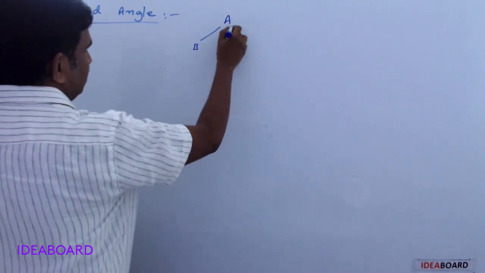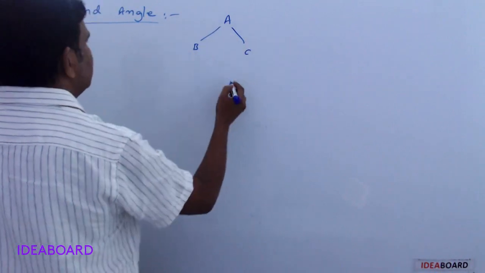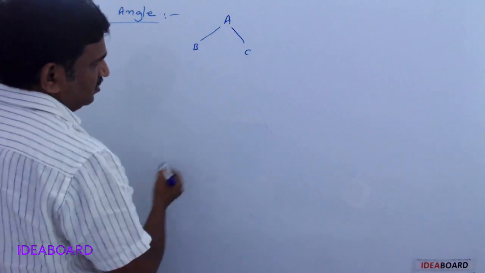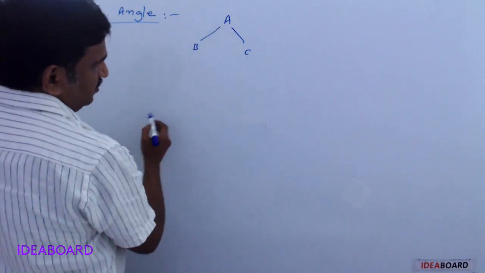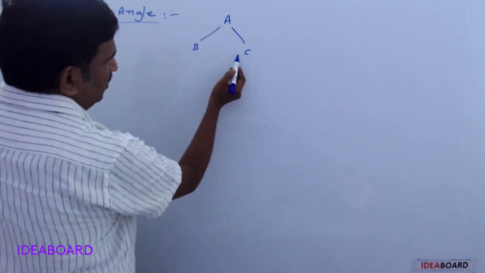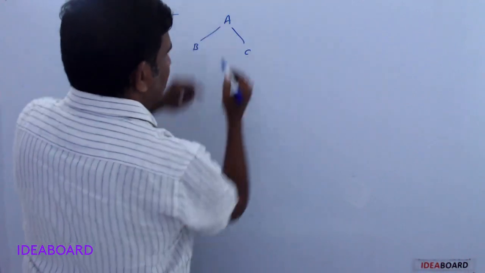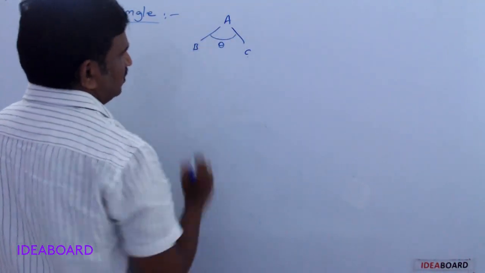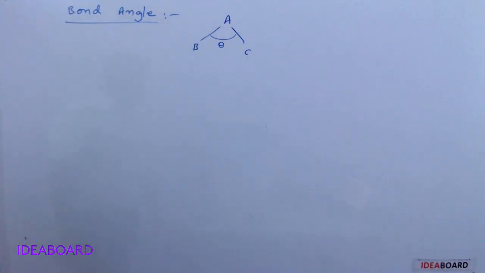Suppose this is B and this is C, for example. And this is a terminal atom, and this is a terminal atom, and this is the central atom. In between these two bonded atoms and the central atom, the angle between these two is called the bond angle.